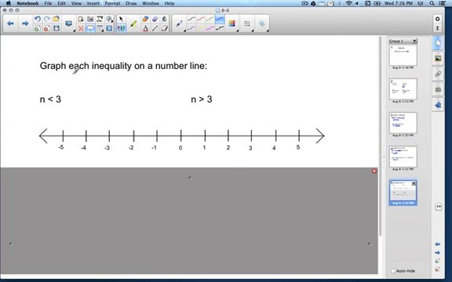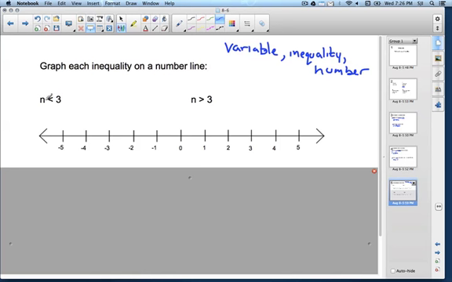Next thing that we're going to do is graph each inequality on the number line. The way I like to remind students is, as long as it's written variable, inequality sign, number, in that order, then we can imagine that the inequality sign is an arrow. And let me show you what I mean.